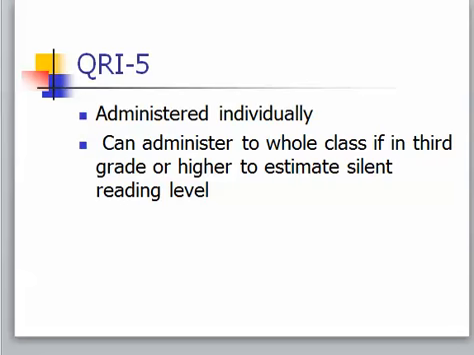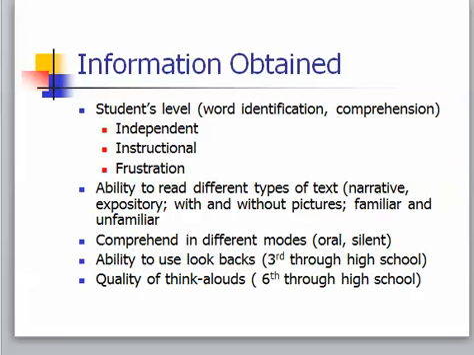The QRI-5 is administered individually, which is what we're going to be doing for 562. I do want you to know it can also be administered to the whole class if you're only having them read the passages silently and answer the comprehension questions. The information which we're going to obtain is the student's independent, instructional, and frustration level. We're going to find it for the word list as well as for the passages.